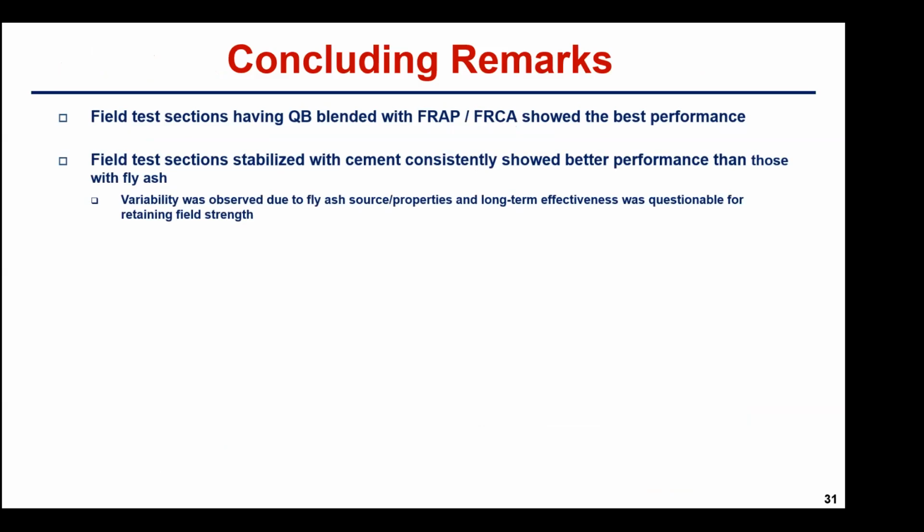I know I'm running out of time, so that's going to be my last slide here about the concluding remarks. I have some conclusions summarized from the bigger project, the accelerated pavement testing project, about the performance of the samples. What we saw is that the samples that were blended with RAP or RCA with QB and cement had better performance than other samples, and usually the ones stabilized with cement consistently showed better performance than those with fly ash.